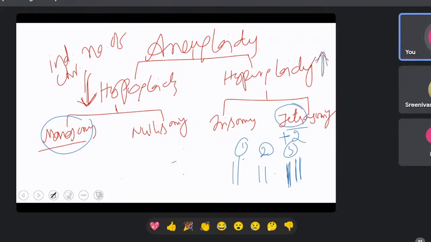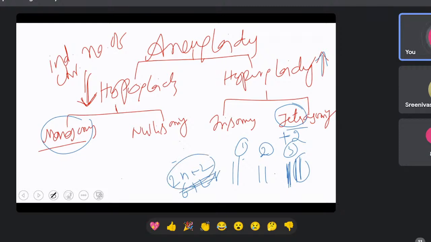In a diploid, the same chromosome is represented 2 times. In triploid, it is represented 3 times. Here it is represented 4 times. Hence it is called tetrasomy. So what is the total number? 2n here is 6. Plus how many? 2 are added. Then it becomes 8.